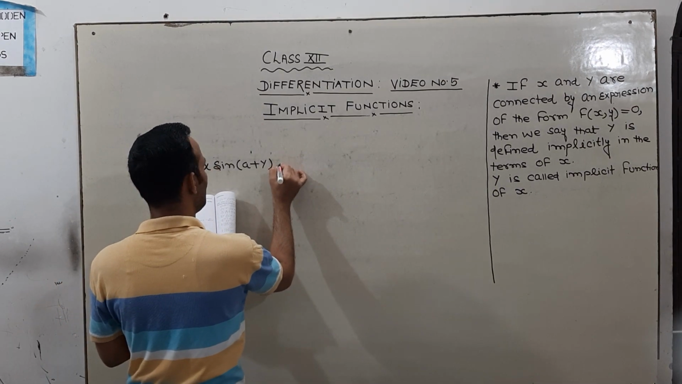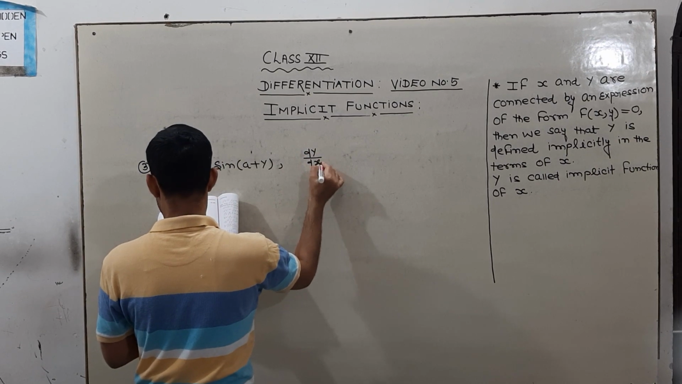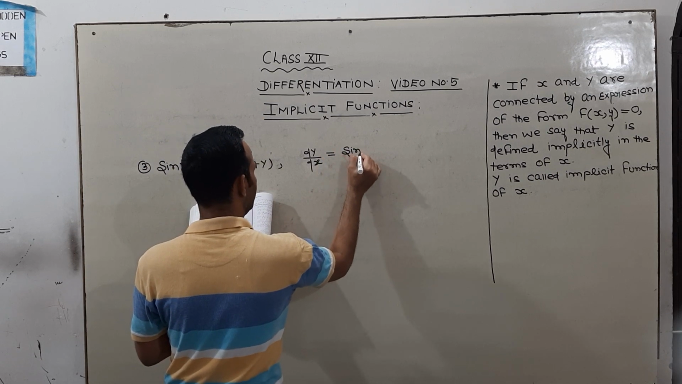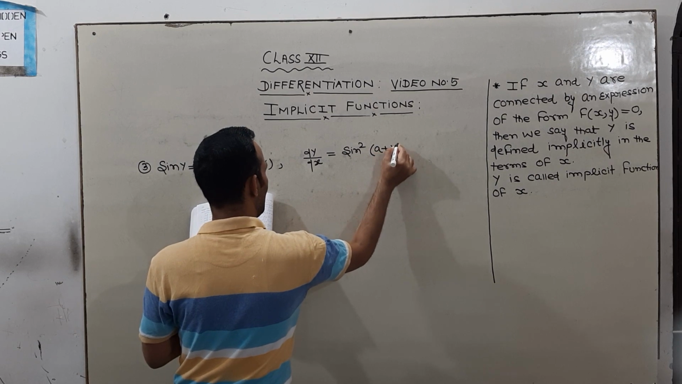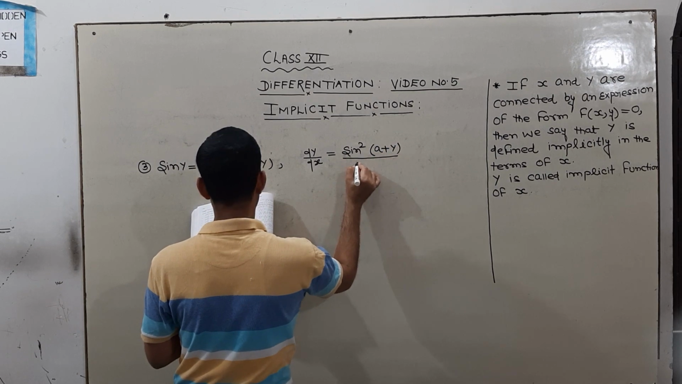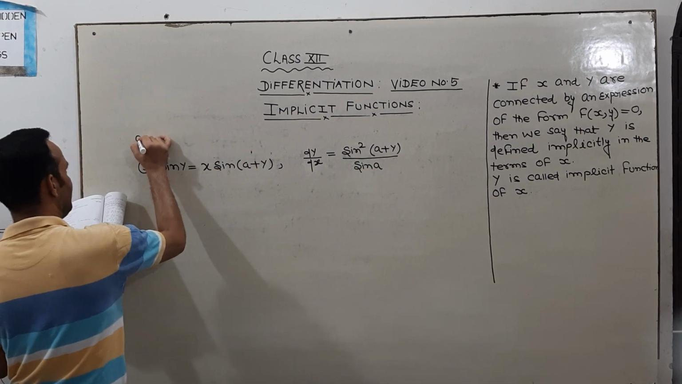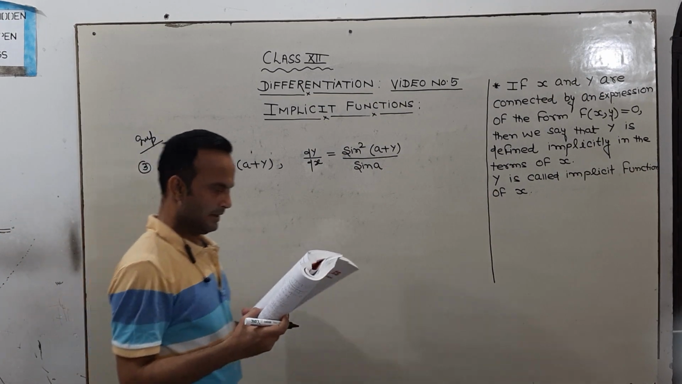Here you have to prove that dy over dx is equal to sin square of a plus y upon sin a. This is most important question. Okay, see here.